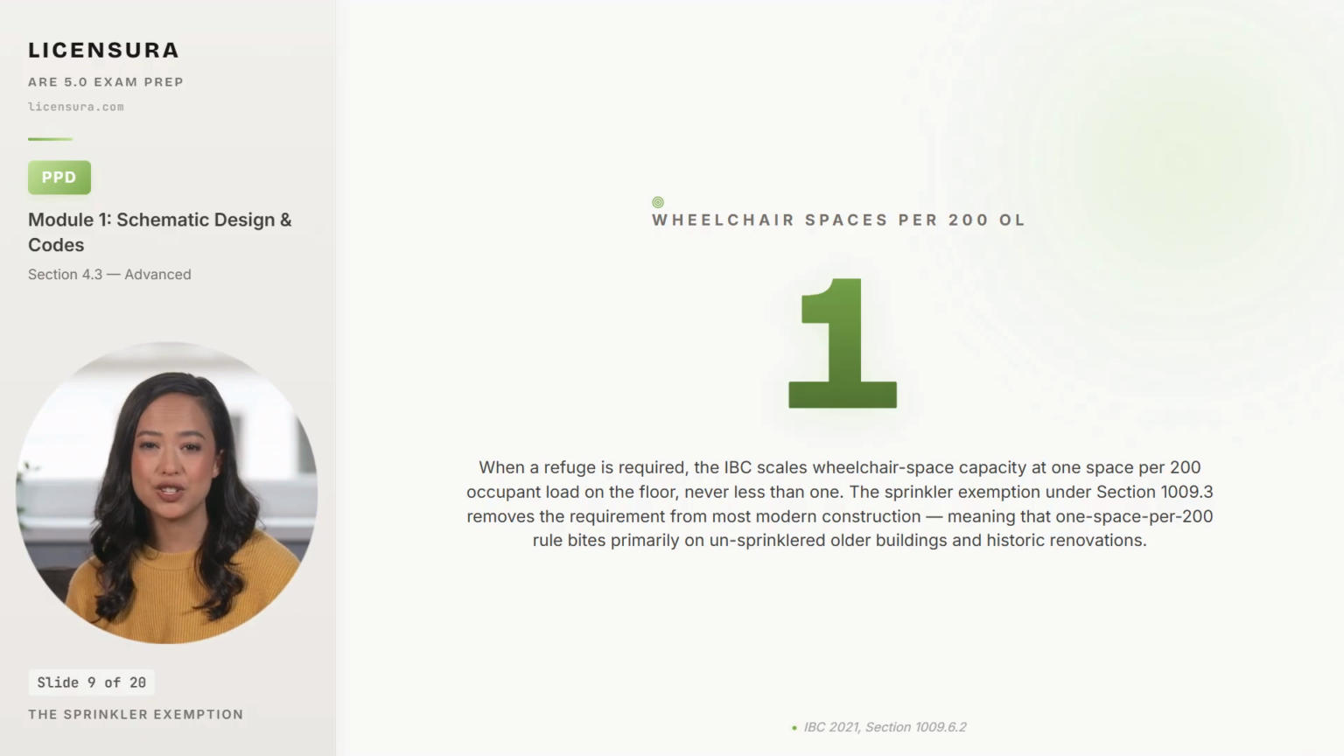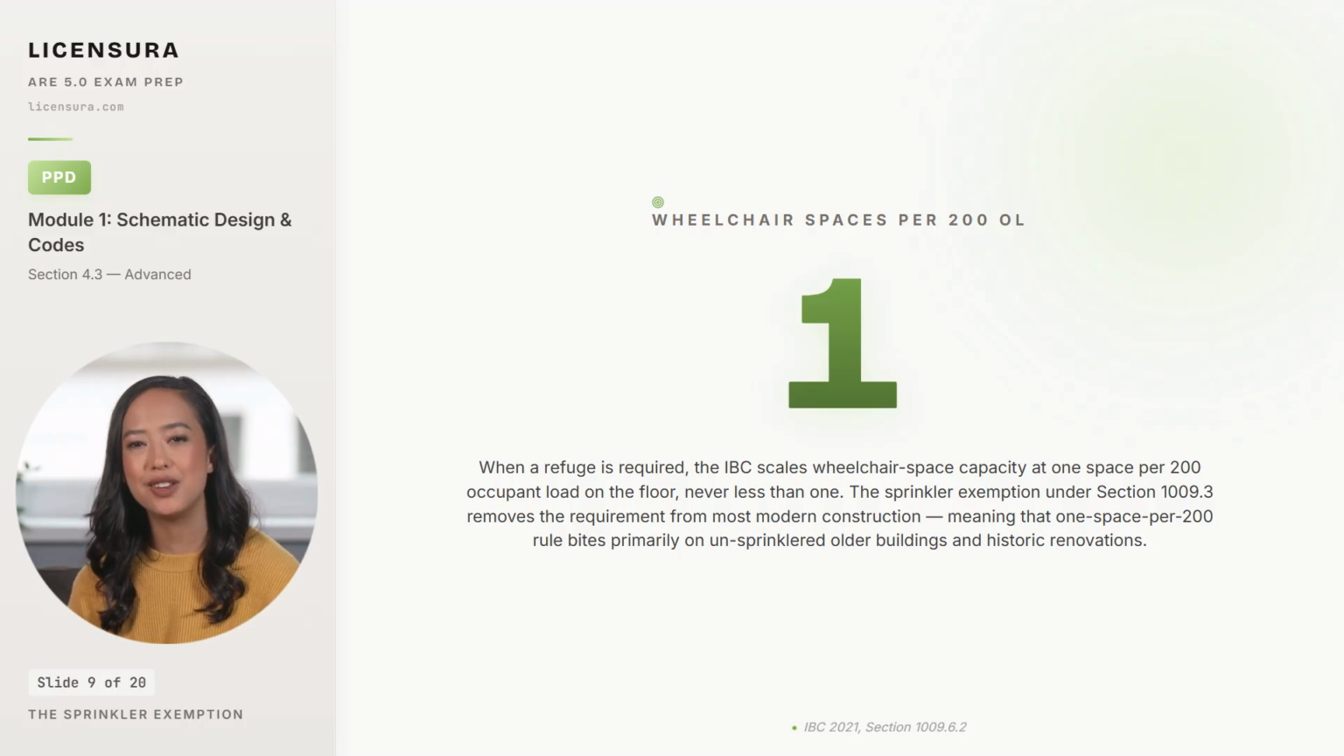The sprinkler exemption under Section 1009.3 is what saves most modern projects from the calculation entirely, because once an NFPA 13 system covers the building, the refuge requirement evaporates. The architects who keep specifying refuge spaces in fully sprinklered offices are over-designing and eating fee. The architects who skip refuge spaces in a renovation of an unsprinklered older office building are setting the firm up for an ADA lawsuit when an occupant with mobility limitations gets injured trying to exit during an alarm. Either way, you check the exemption list first.